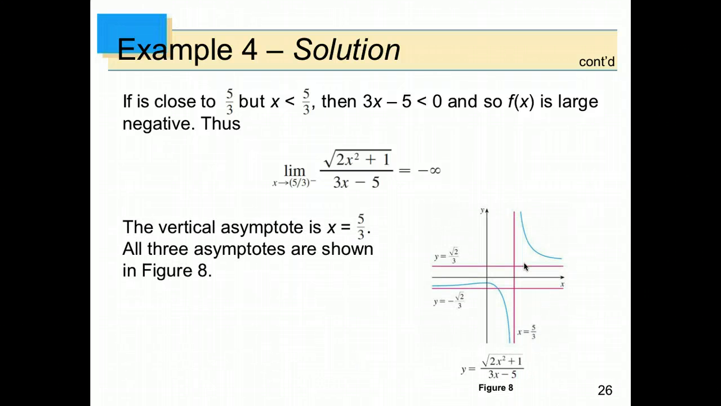Therefore, here's what we're looking at. Notice on the left-hand side of 5/3, like we said, we're going to negative infinity. Over on the right-hand side, we're going to positive infinity. And then we have those two vertical asymptotes at positive and negative. I'm sorry, two horizontal asymptotes at positive and negative y equals radical 2 over 3. So that's limits at infinity.